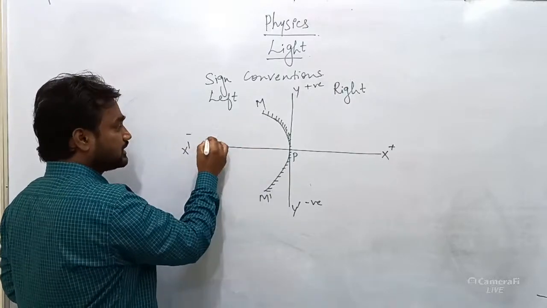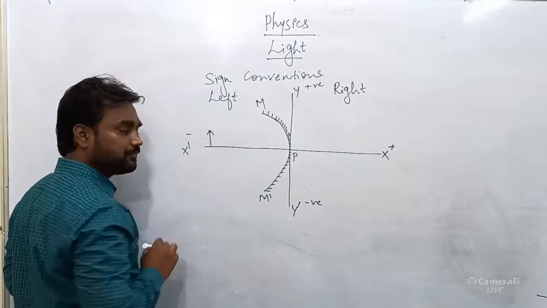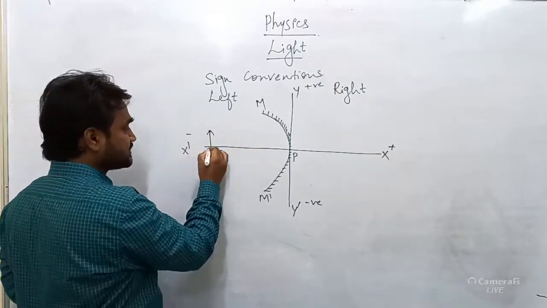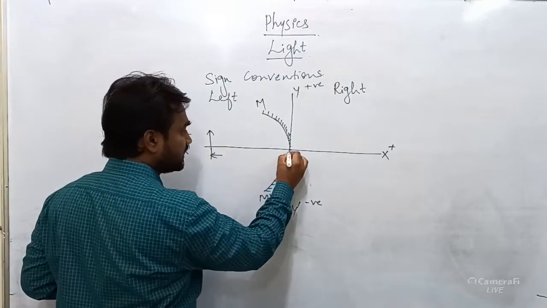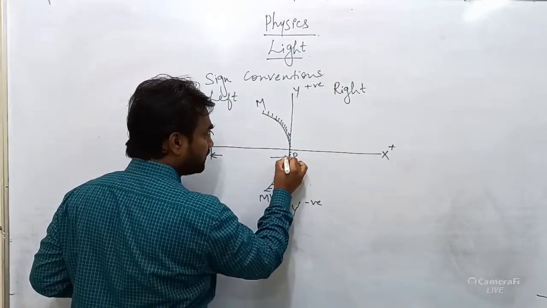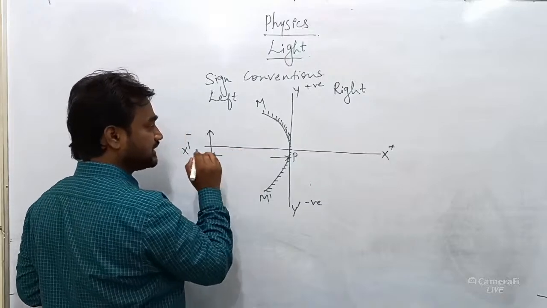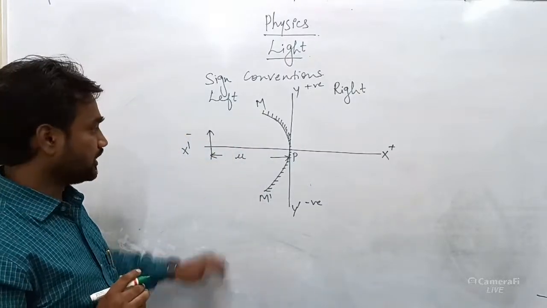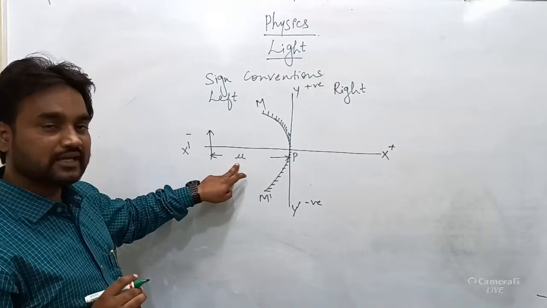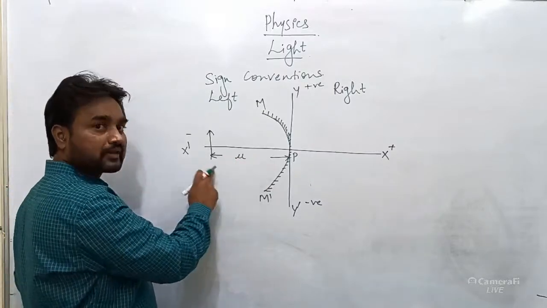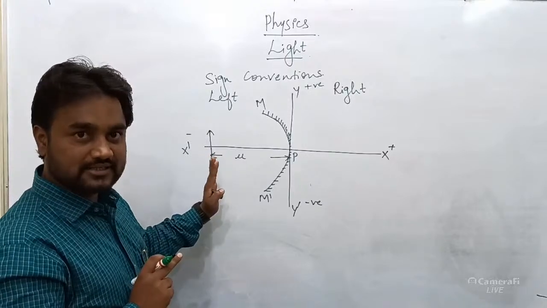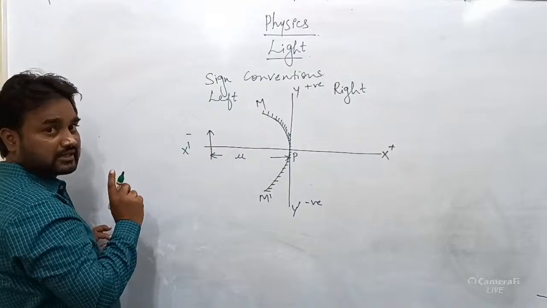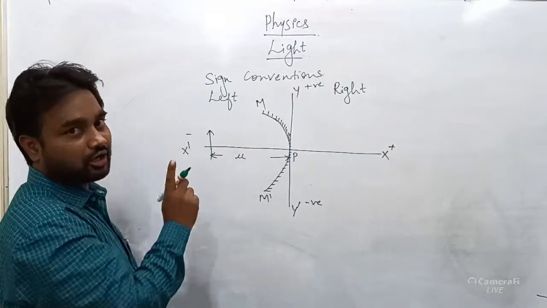In the concave mirror, suppose this is the object which I am placing here. The object is on the left hand side, so the distance from here till here will be your object distance, and object distance is denoted by small letter u, lowercase u. So that is the object distance. Object distance is negative in case of sign conventions of the spherical mirrors, whether it is concave or convex.